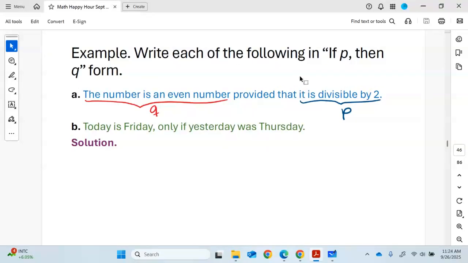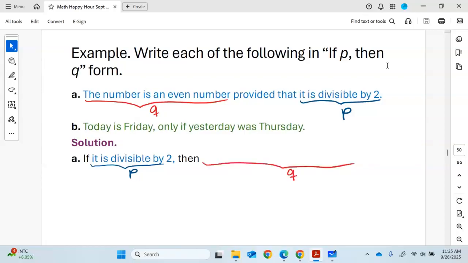So if I want to write it using if and then, I'm going to start by writing if and then P. If it is divisible by 2, comma, then, and then I state Q. The number is an even number. And these statements are equivalent. That's what the previous table showed us, that these statements have exactly the same truth values. It's exactly the same statement, but in a different order, in a different way.